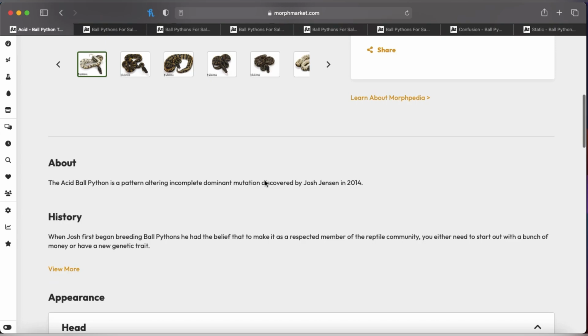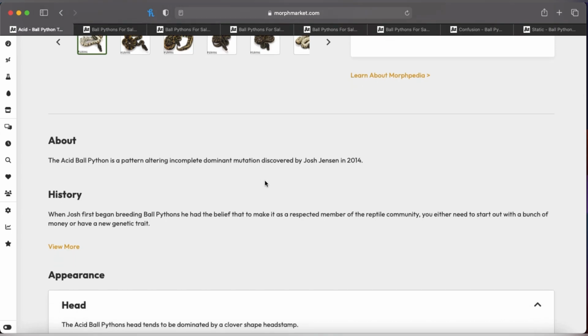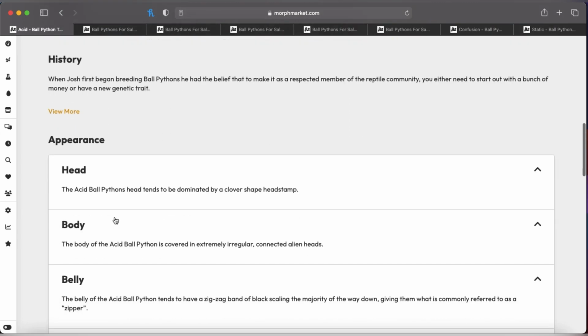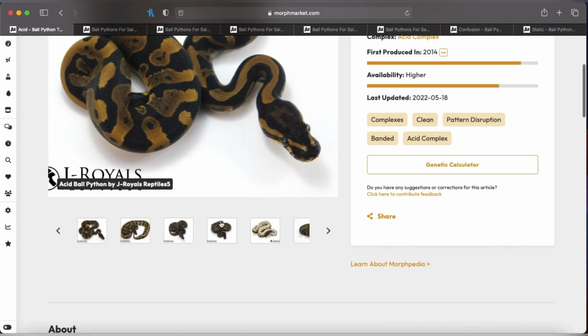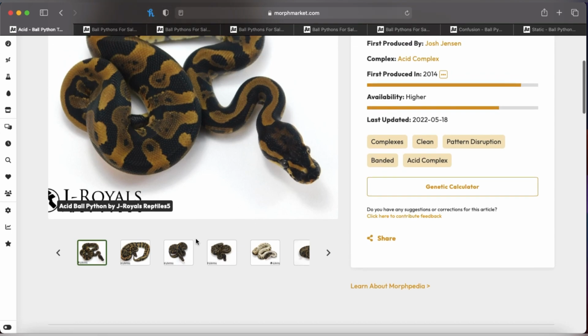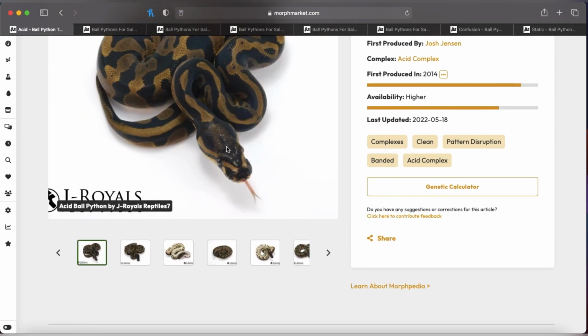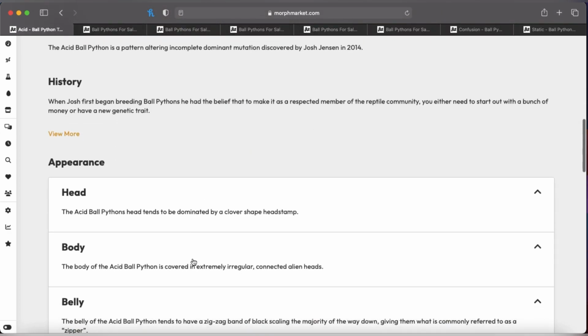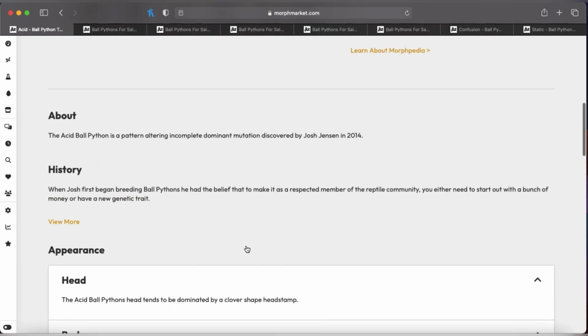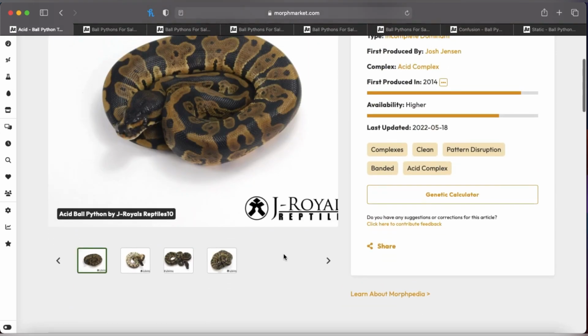Okay, and it is an incomplete dominant rather than a dominant gene. So the head should have a clover-shaped head stamp. Do we see that? Let's look for that. Do you guys see a clover-shaped head stamp on these animals? The body is covered in extremely irregular connected alien heads. So connected, let's look for those.